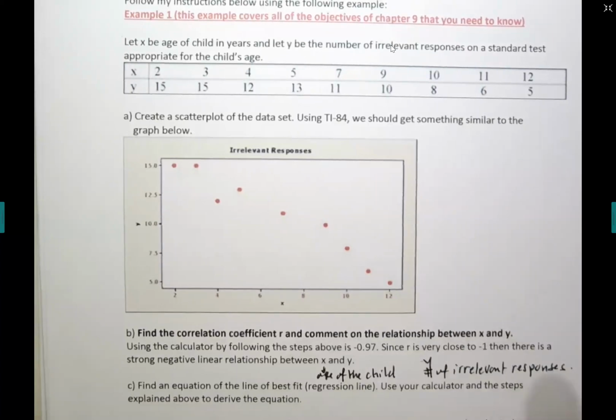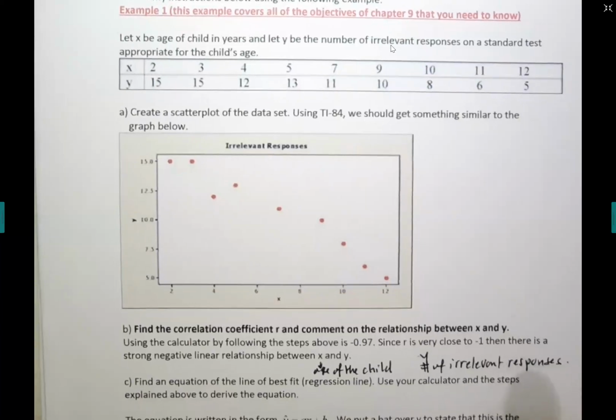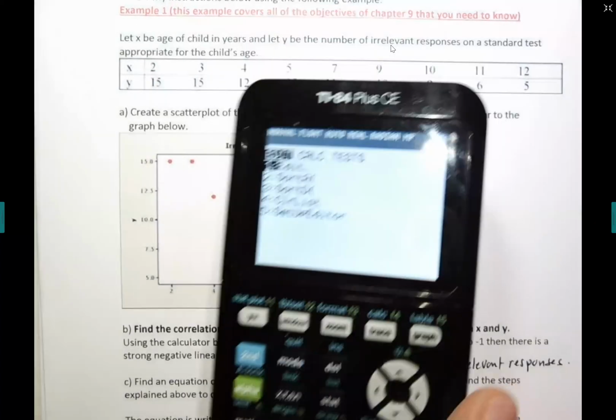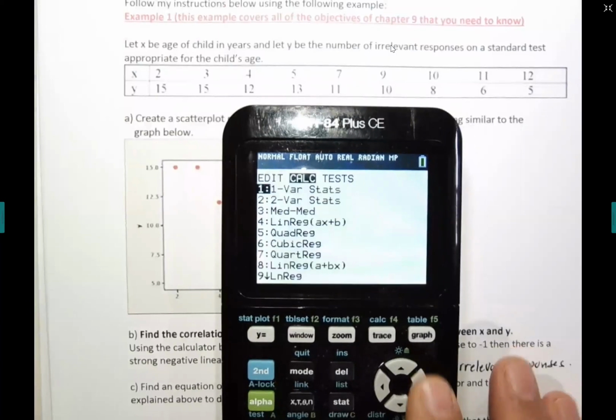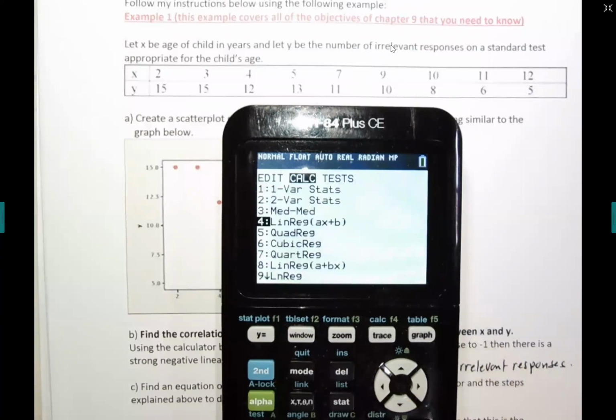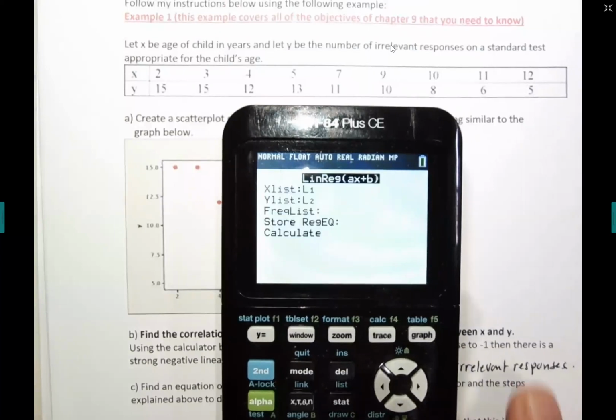Okay, C, find the equation of the line of best fit, the regression line. Use your calculator and the steps explained above to derive the equation. Well, I've already explained the steps and I just mentioned them, so you already have it. We just did it, so let me just do it again one more time. Stat, calc, linear regression, and watch, guys.